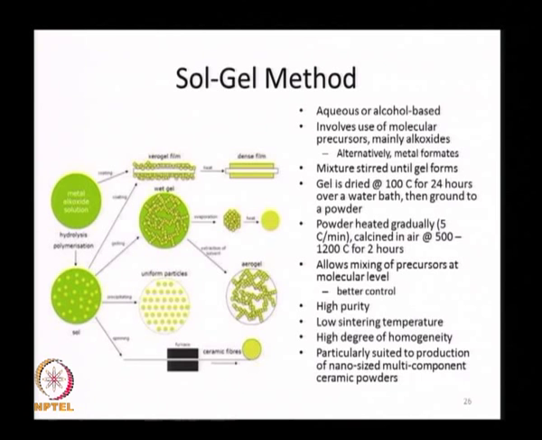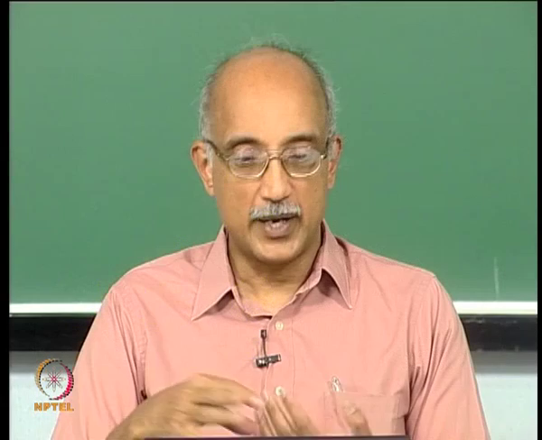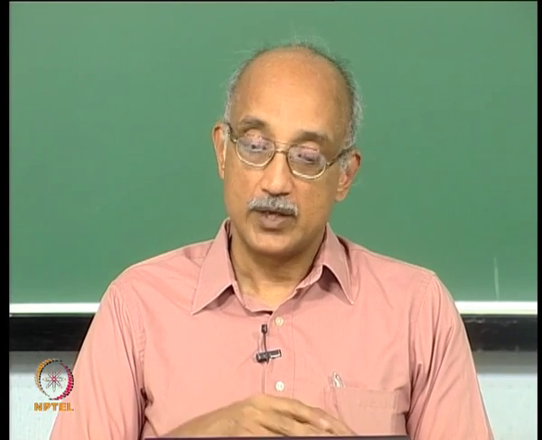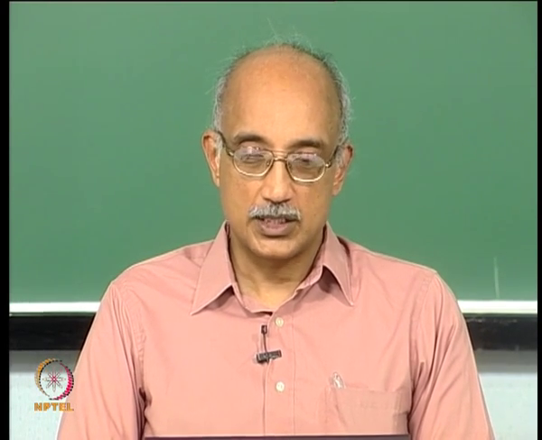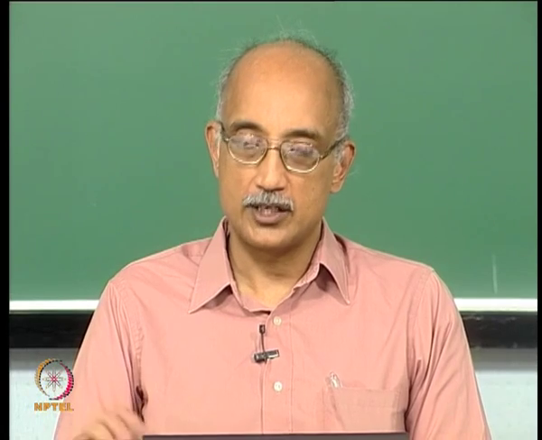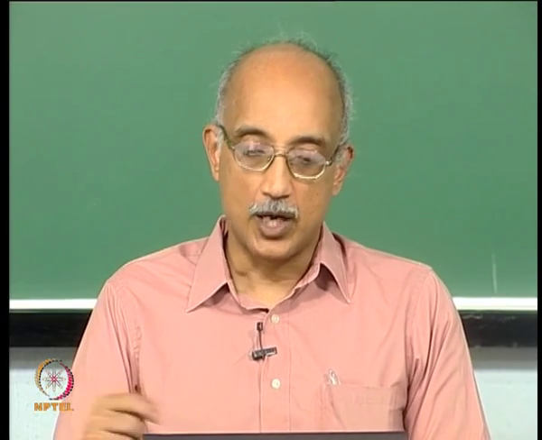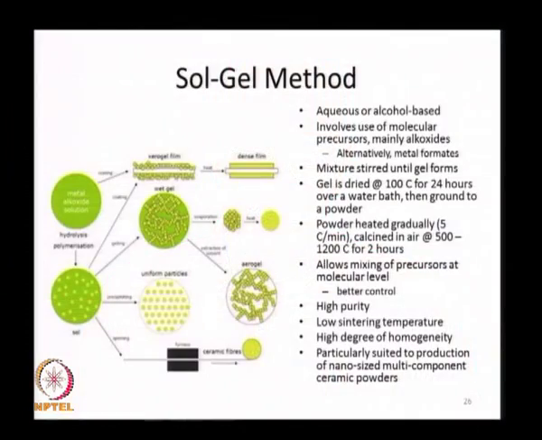Now, the advantage of this is that the mixing is occurring at molecular level. So, that is the bottom up approach, but then the size control is achieved by a top down approach. So, to some extent it combines the best of both worlds. You get very high purity materials using this technique, low sintering temperature. Essentially this process can be run without resorting to high temperatures, which introduces all the problems associated with sintering. The degree of homogeneity you can achieve is quite high. It is particularly suited to the production of nano-sized multi-component ceramic powders.